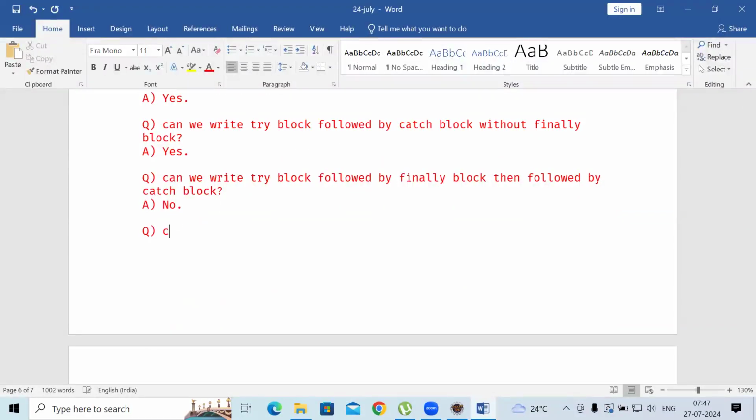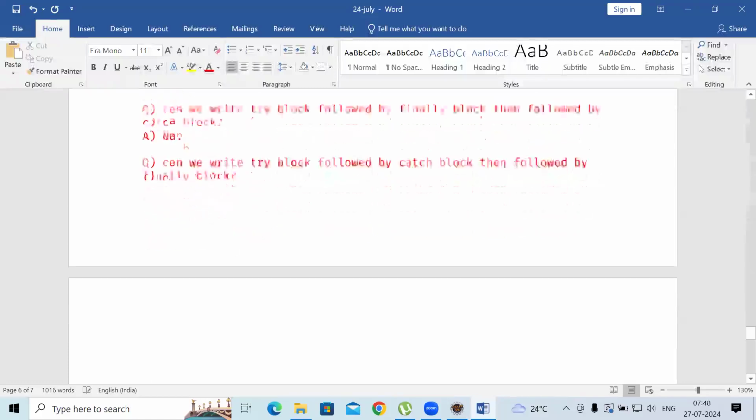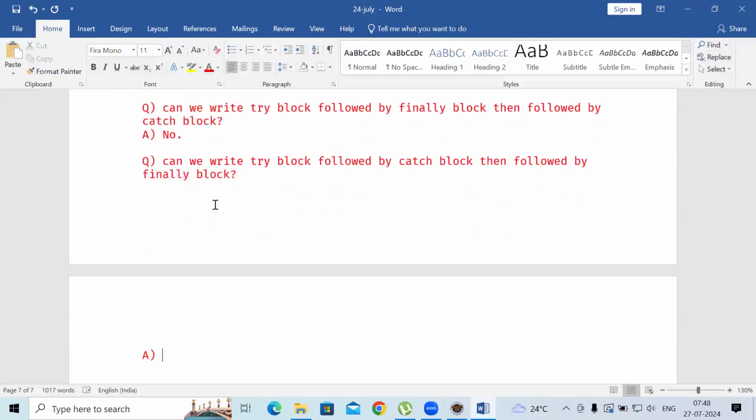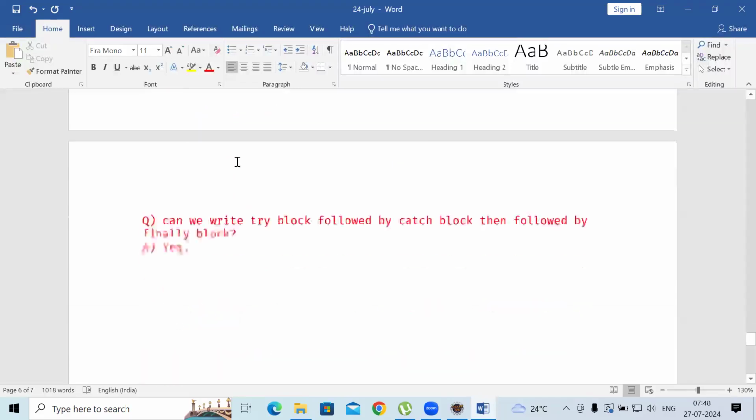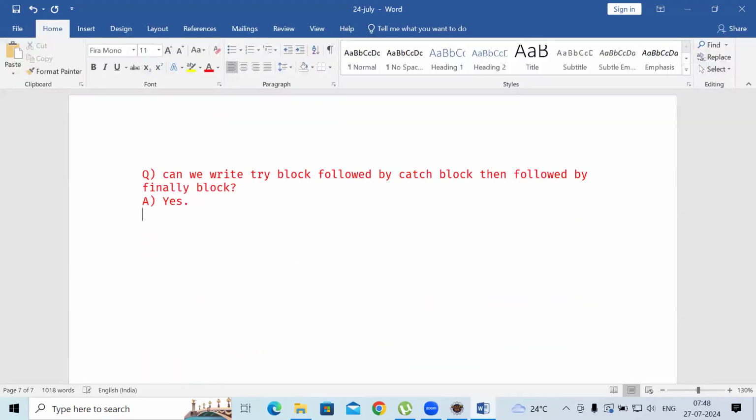Okay, next question. Same, but I'm writing. Can we write a try block followed by a catch block, then followed by a finally block? Yes. Answer is yes. There are some questions I'm writing here. Yes, we can write like this.